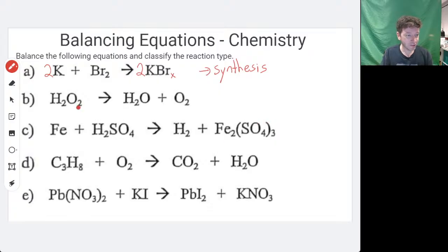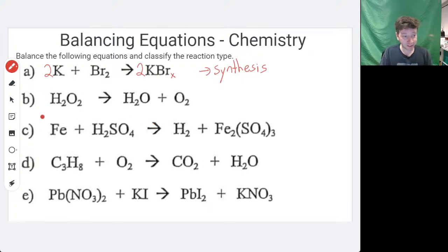All right, next, here we have hydrogen peroxide breaking apart into water and oxygen. All right, let's try hydrogen: 2 here and 2 here. Okay, oxygen: 2 here. We have 1 here and 2 here. That's a total of 3. This is not okay. So what do we do?